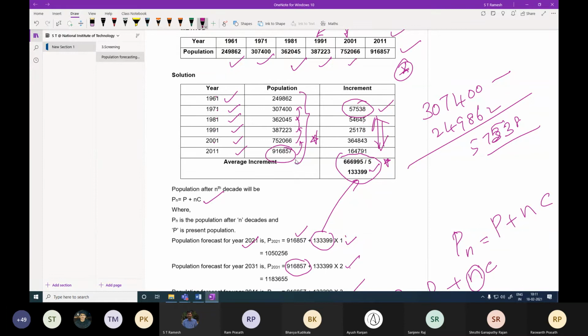Okay, so population you can take it, and you just find out what is the increment with the previous decades. Just find out, and N you have to make very clear, because N is the number of decades in between your population, so you may get 1 decade here, 2, 3, 4, and 5 decades. Is it okay?